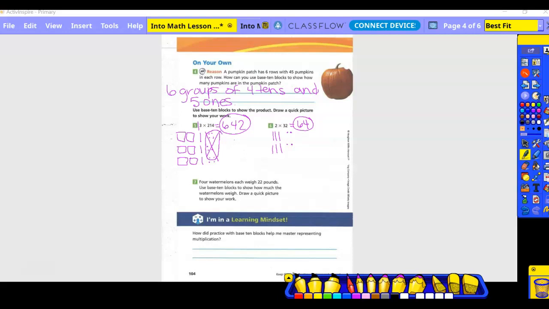Okay, number 7. 4 watermelons each weigh 22 pounds. Use these base 10 blocks to show how much the watermelons weigh. Then draw a clear picture to show your work. So I have 4 groups because of the watermelon, and then each one weighs 22 pounds. So do I draw any flats? No. So we don't have any hundreds. How many longs do I draw? 2. And how many small cubes? 2. How many more sets of those do I need? 3, because I need 4 total.